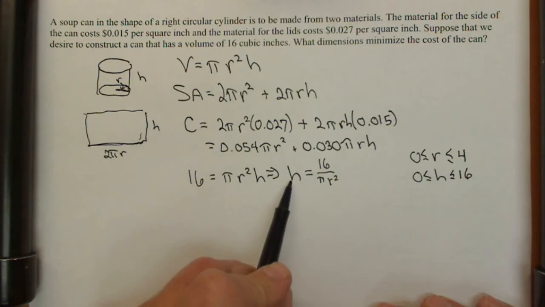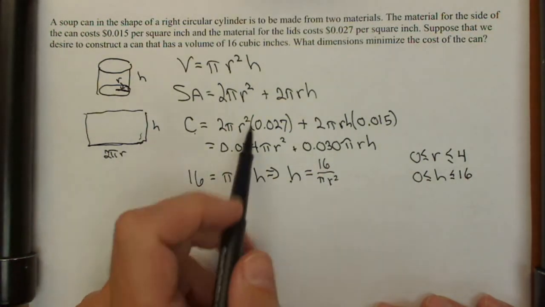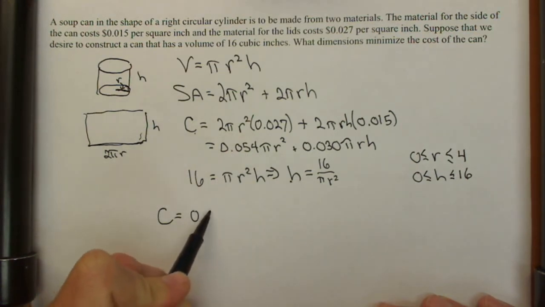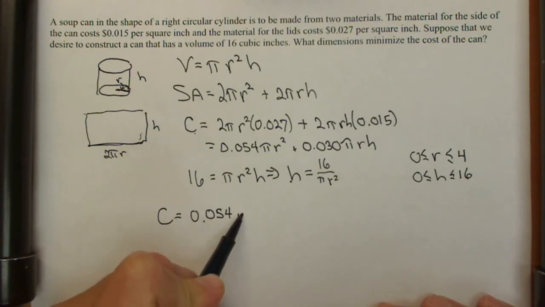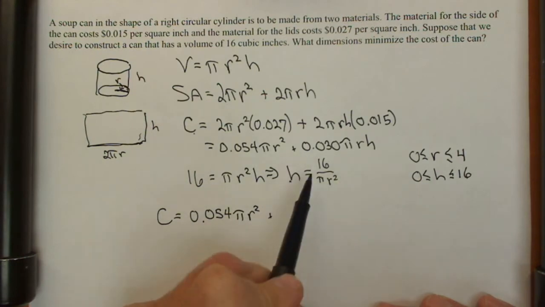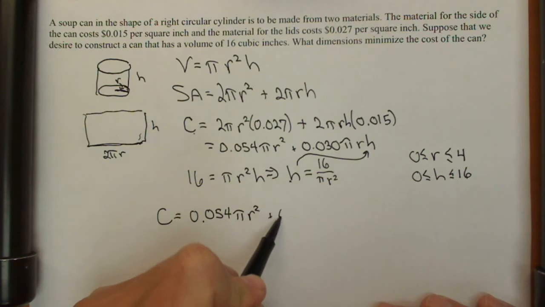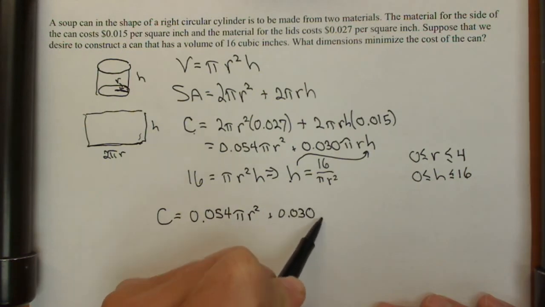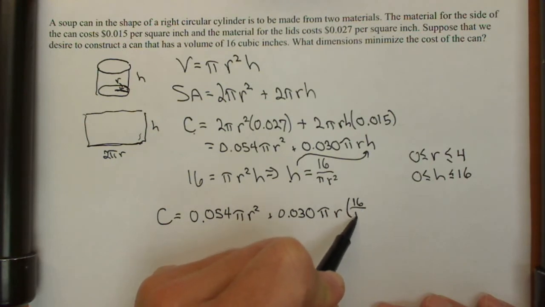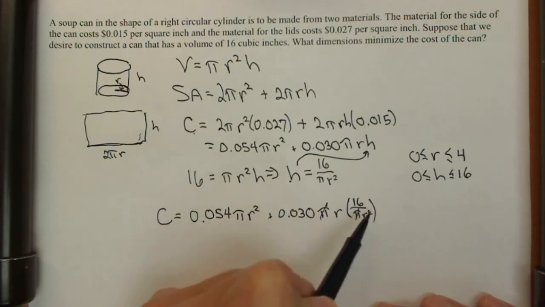Okay. Now, because we solved this for h, we can get our cost function all in terms of r. So our cost function is now going to look like 0.054 pi r squared plus, now here's where h is going to get plugged in right there, 0.030 pi r times 16 over pi r squared. And you can see there's going to be some canceling we can do.